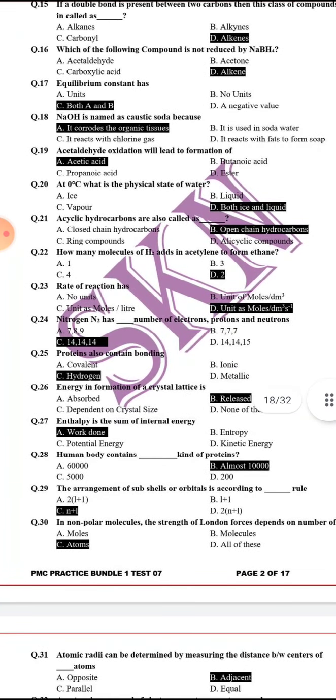Question number 25. Proteins also contain bonding: covalent, ionic, metallic, though ionic and metallic never. Covalent, not hydrogen bonding. You must know that there is no covalent bond in proteins.